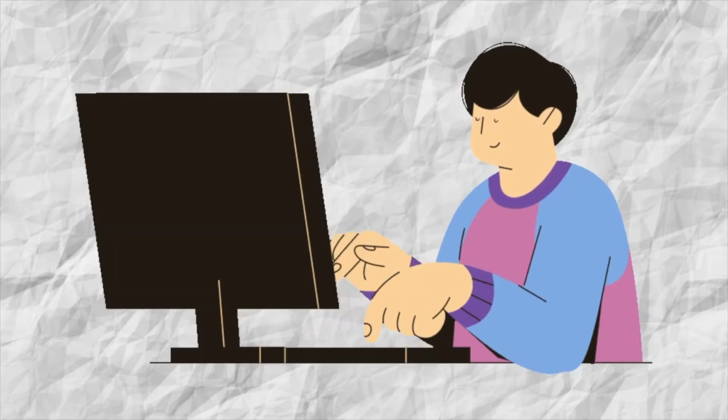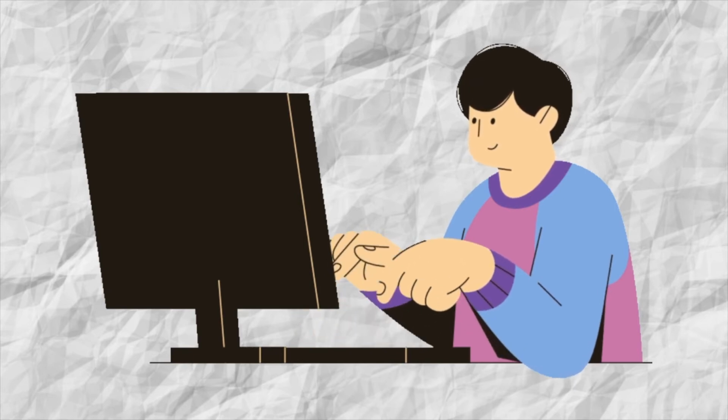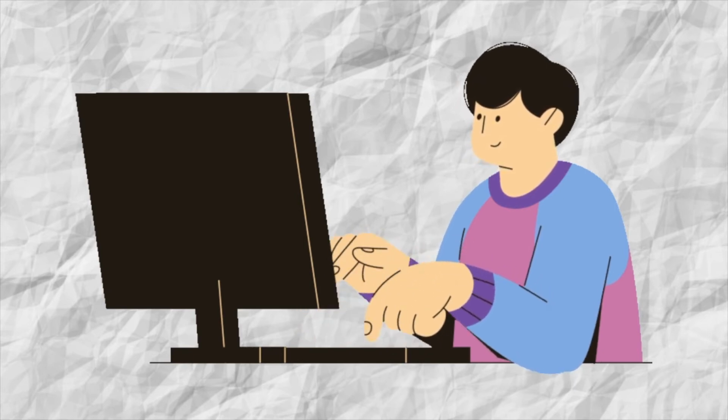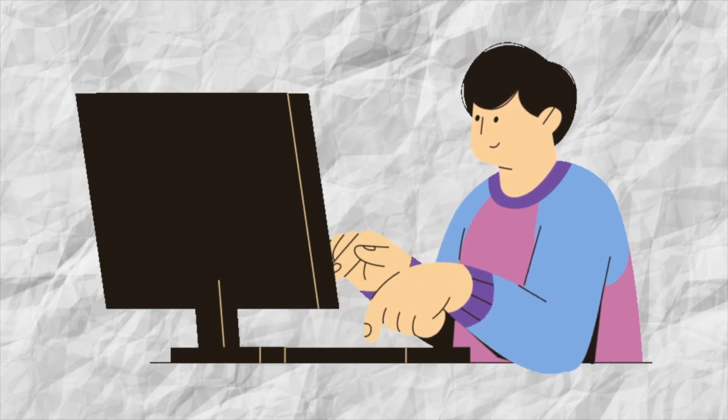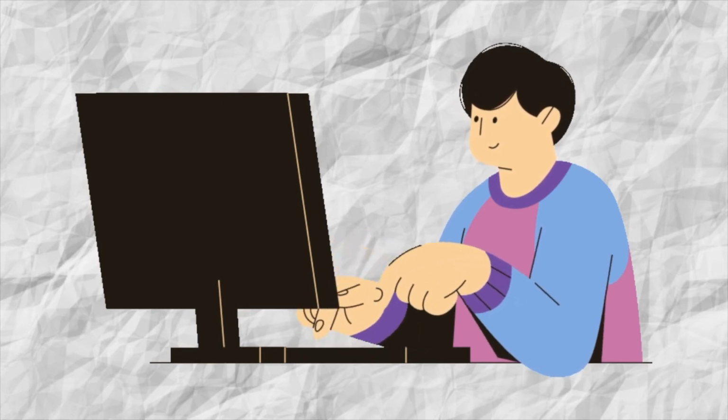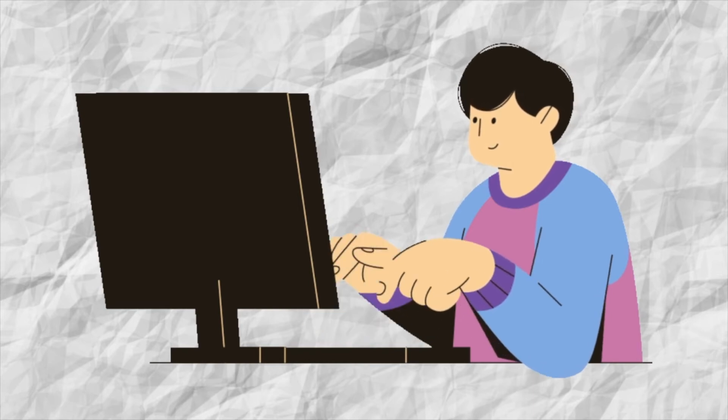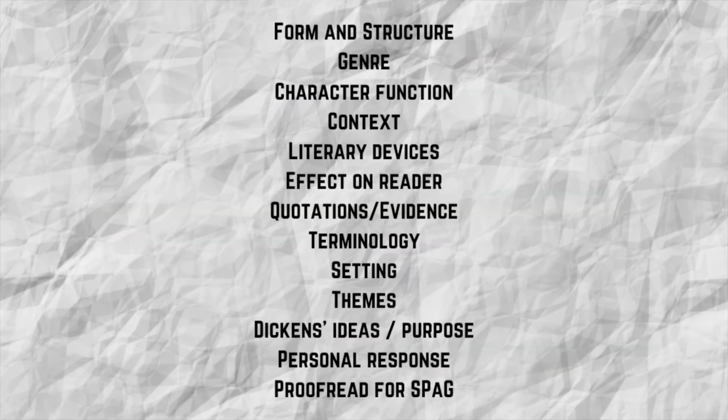I would start by jotting down some prompts that I need to cover in the essay, which is purely guided by the mark scheme, which is the best way to understand what the exam board are looking for. In each paragraph I will check the list because this is how I'm rewarded with the mark. The prompts would include form and structure, genre, character function, context, literary devices, effect on the reader, quotations or evidence, terminology, setting, themes, Dickens' ideas or purpose, my own personal response, and a reminder to proofread for the spelling, punctuation and grammar.